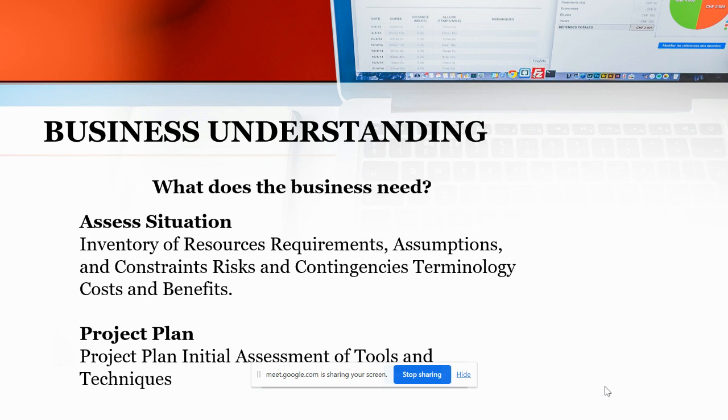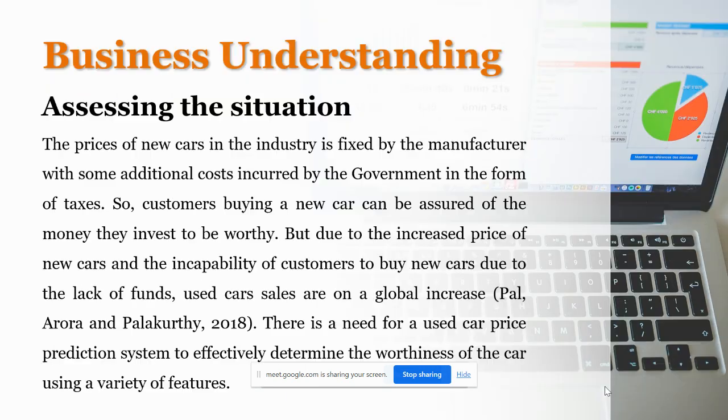All right. So for what we have, we are looking into understanding our business and assessing the situation involved. We know that what we want to do is to predict used car prices. So let's assess the situation. Reading through, the prices of new cars in the industry are fixed by the manufacturer, with some additional costs incurred by the government in the form of taxes.